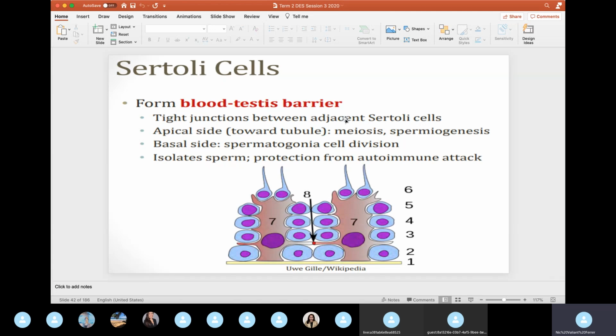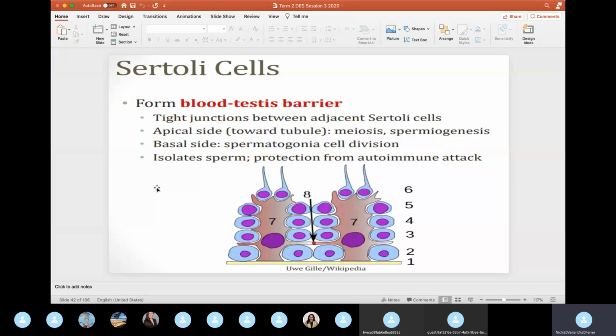What other things do the Sertoli cells have? They form the blood-testis barrier. What is the significance of the blood-testis barrier? Actually, it's a tight junction between your adjacent Sertoli cells. It isolates the sperm. It protects the sperm from autoimmune attack. Now, give me a pathology that reduces the blood-testis barrier that you know.